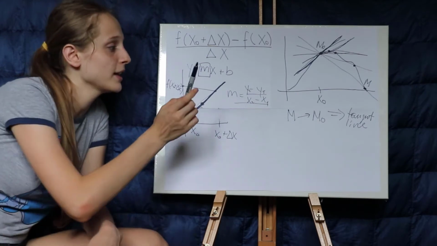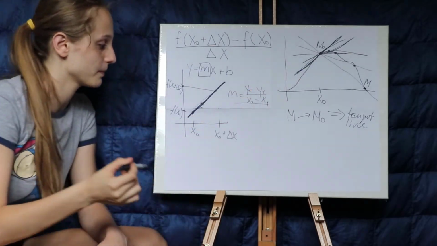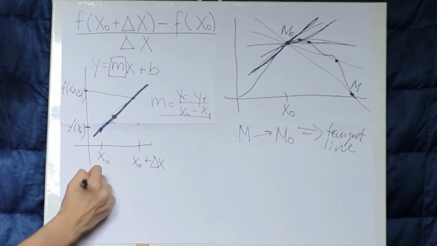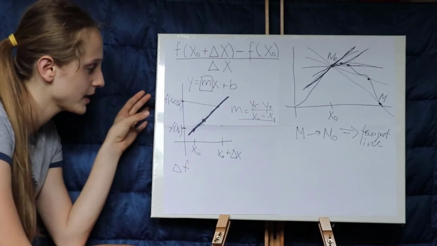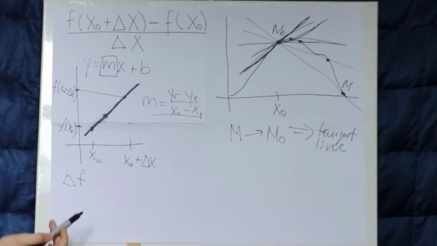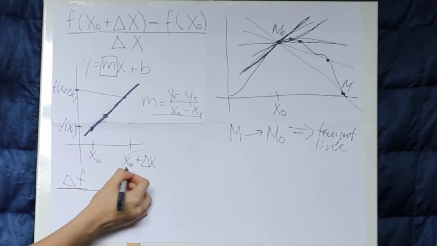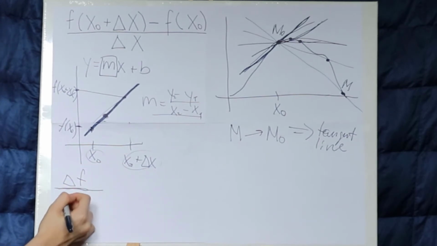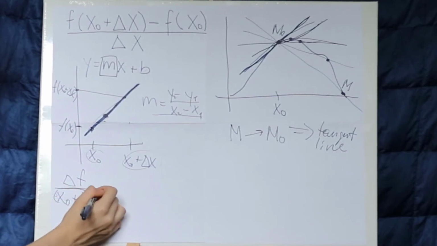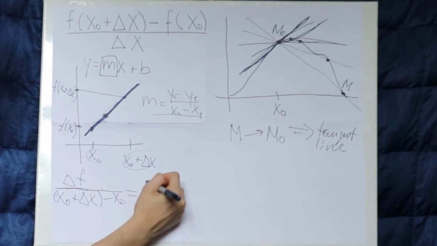So all we need to do now is really rewrite this formula in a more complicated way so we can apply it to this picture. So let's do that. What is y2 minus y1? Well, y2 minus y1 is just delta f. Delta just means change, so it's the change in y, because f of anything is really just our y values, right? Divided by x2 minus x1, and this is our x2, this is our x1, so it would be x sub 0 plus delta x minus x sub 0.